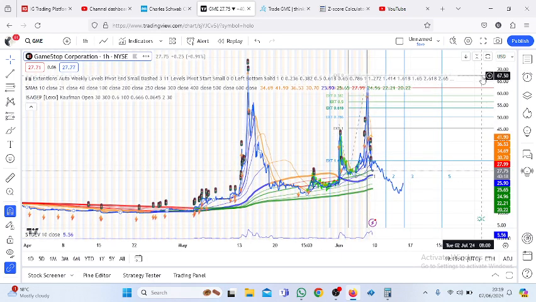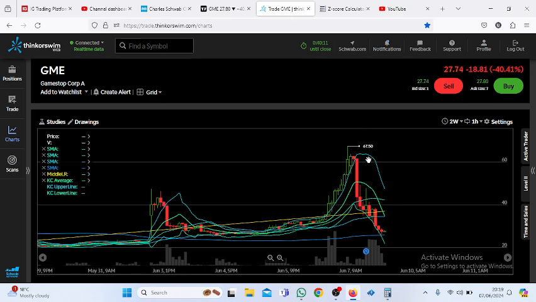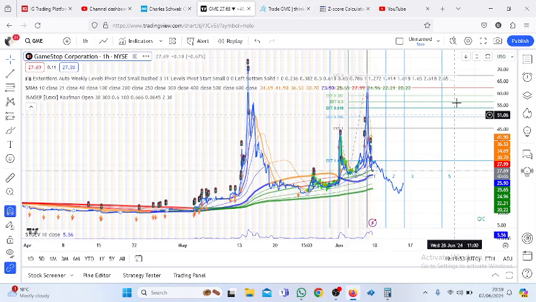Yeah, we can see 67.50. Yes, that was where it was rejected. That was where they printed that high, and we saw it. We can see it here. Yeah, it's the good thing about this hourly chart. This 1 hour chart is presenting a better picture of what's going on.